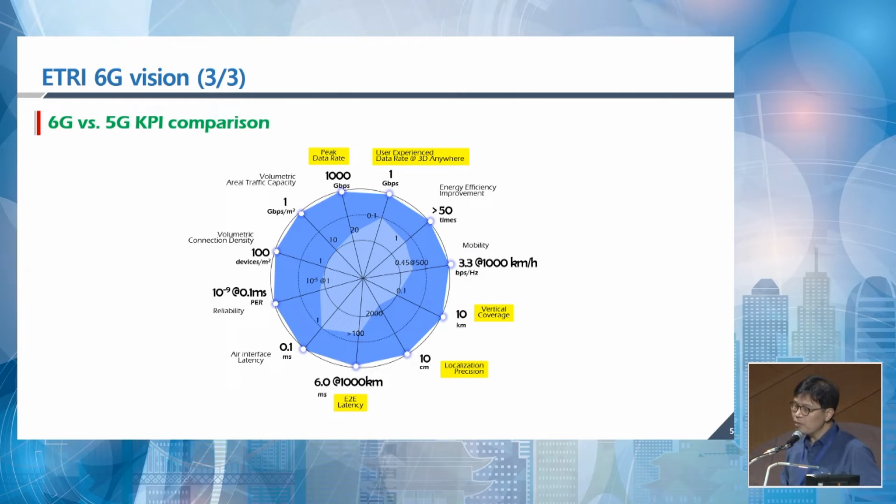These are the key performance indicators. In 5G, we had 8 representative KPIs, key performance indicators. In the 6G era, the KPIs will be extended more, and the values will be much tighter than before. So we can draw the technical KPIs compared to those of 5G like this. As you can see, for example, the peak data rate is 1 Tbps, the mobility is up to 1,000 kilometers per hour, and the end-to-end latency is 6 milliseconds at 1 kilometer distance. Those are some of the KPIs we are defining in ETRI.